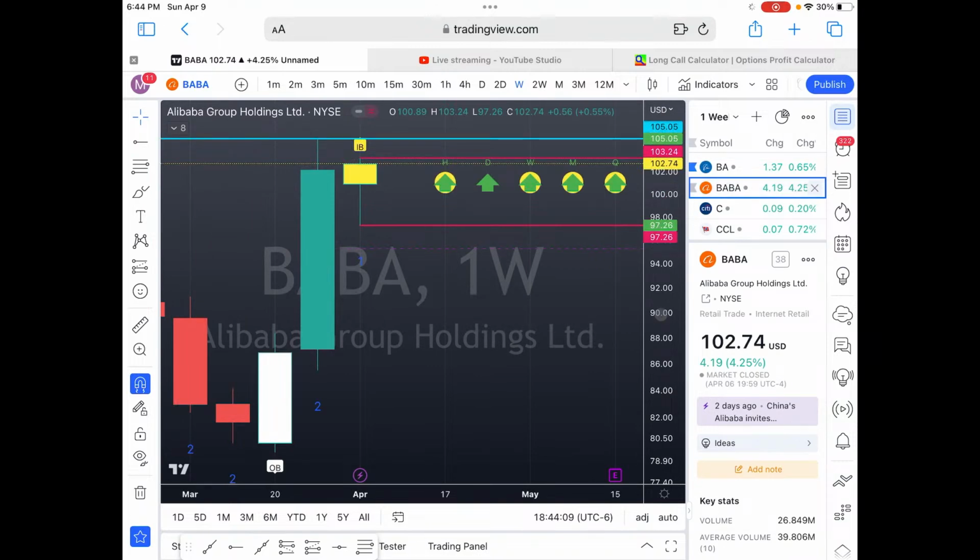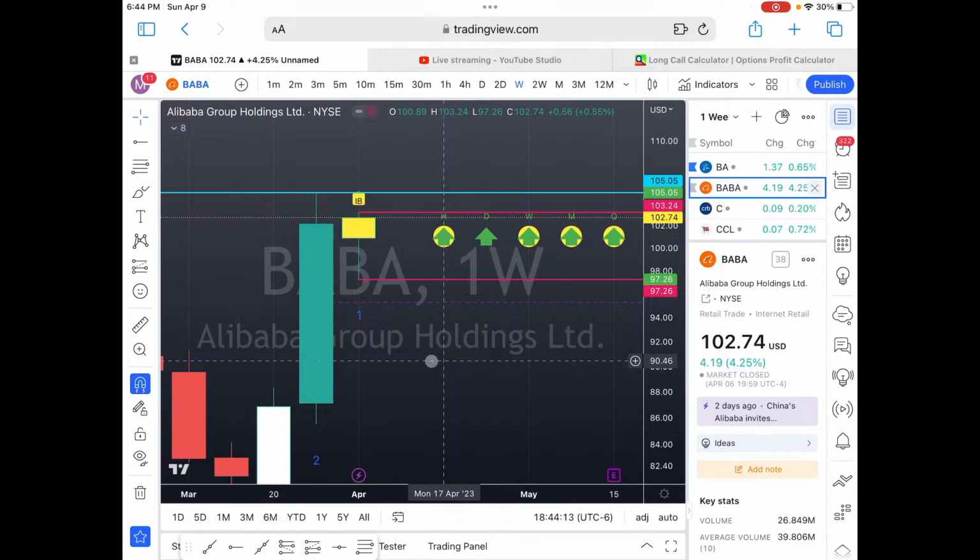Move on to Alibaba. So Alibaba's got an inside bar, okay? So we'll talk about inside bars for a second. Inside bars, they don't break the high, they don't break the low of the previous candle. They stay within the range of the previous candle. You see it's painted yellow. It is painted yellow because of the indicator I created for you. It makes the inside bars, or the 1 bars, yellow.